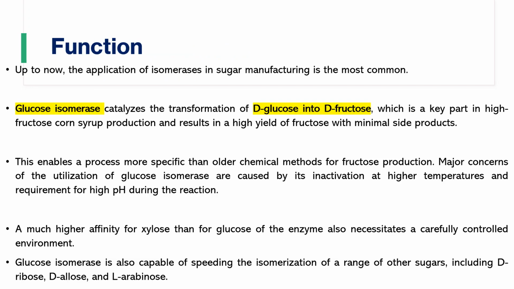The application of isomerase in sugar manufacturing is the most common, like glucose isomerase, which catalyzes the transformation of D-glucose to D-fructose, the key step in high fructose corn syrup production and results in a high yield of fructose with minimal side products. Then we have other interconversions of sugars where we use this isomerase enzyme. Then the sixth class is called ligases.